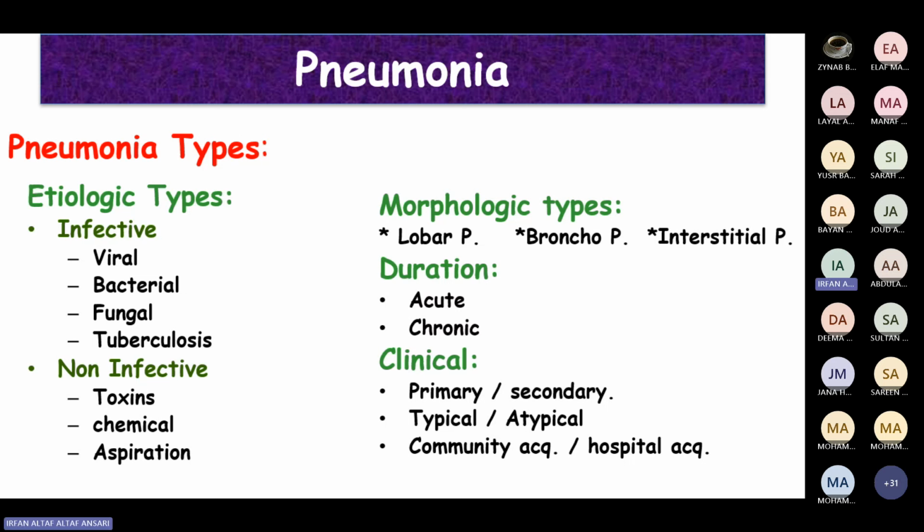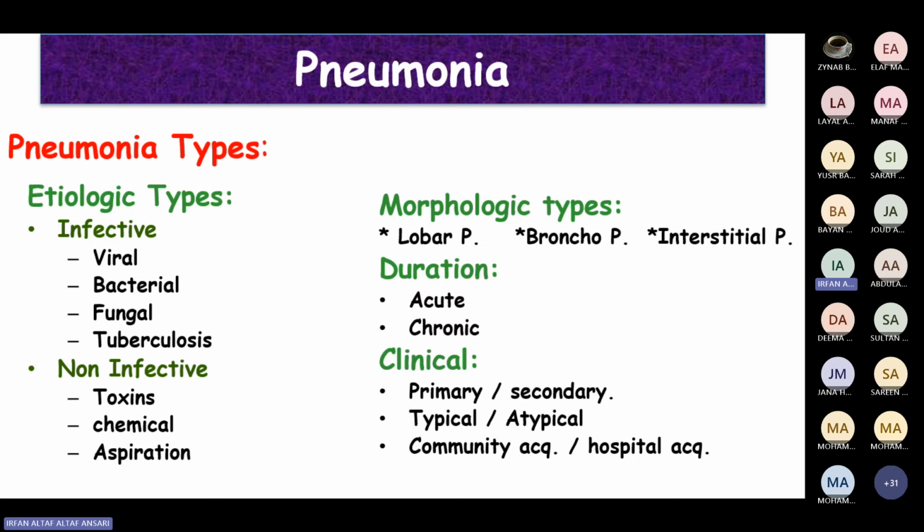Okay. So what are the types of pneumonia? We can classify pneumonia in a broad way. Microbiologically, it is viral pneumonia, bacterial pneumonia, fungal pneumonia, tuberculosis pneumonia. We can have non-infective ones, like toxin-induced pneumonia, chemical-induced pneumonia, aspiration pneumonia.